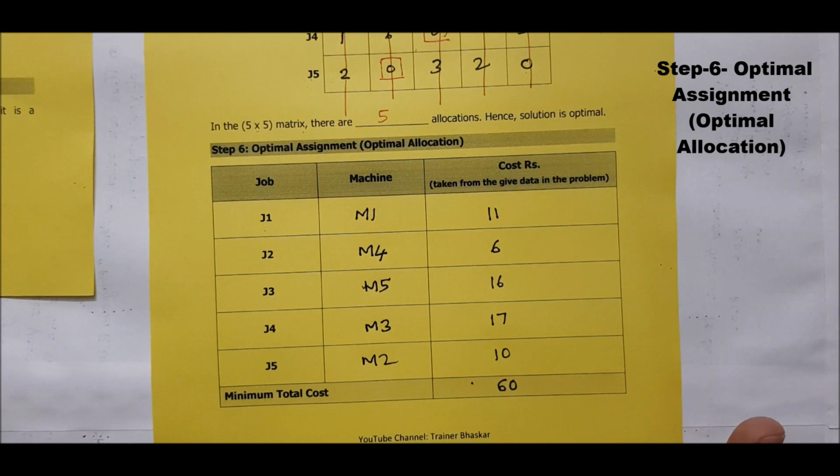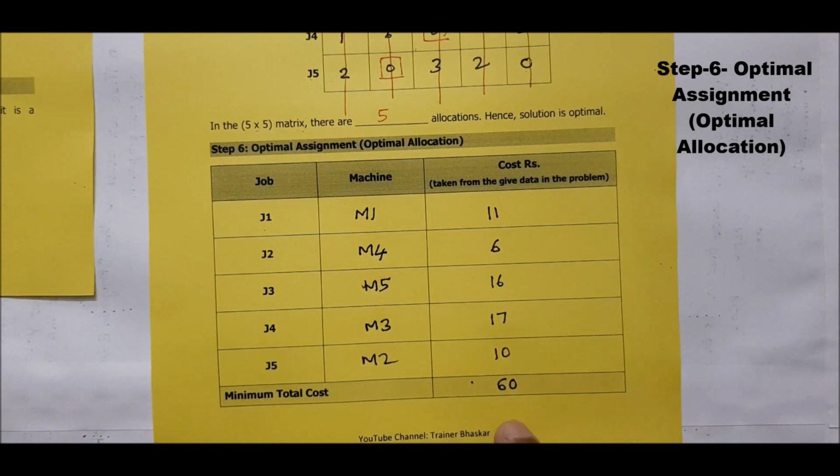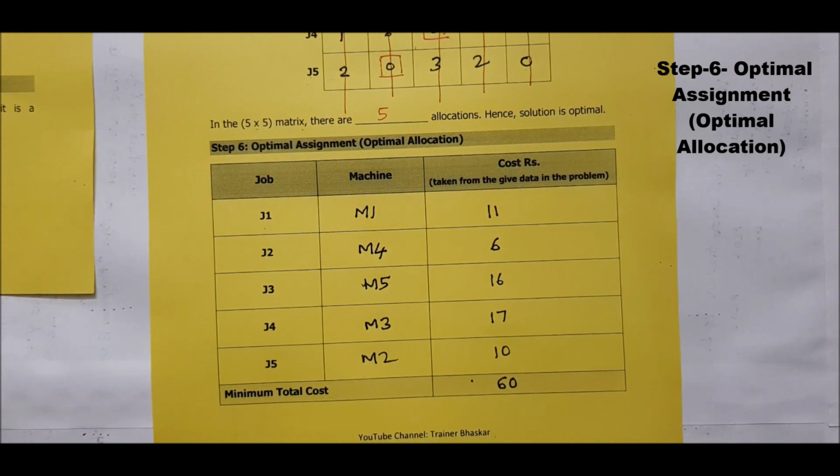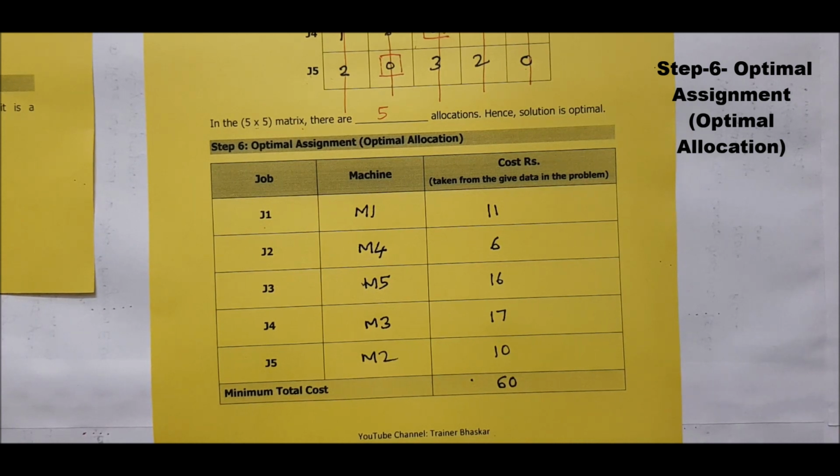Whatever kind of allocation you are going to do, the cost will never come below this particular 60, and that is the beauty of operation research models. It will give the optimal answer. Operation research itself is a decision making tool, how to take optimal decisions. And here you see this, using this assignment model, we have arrived at the optimal decision.